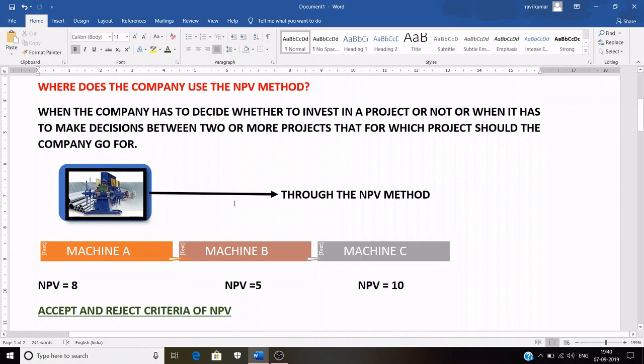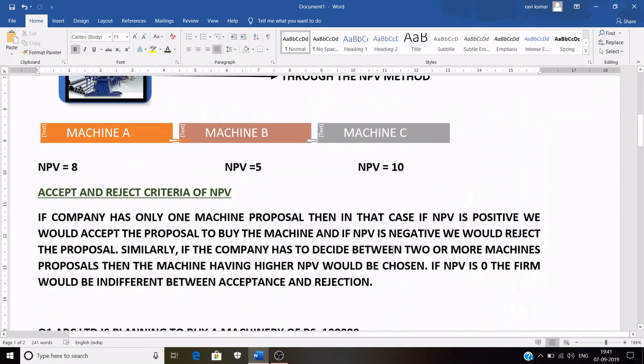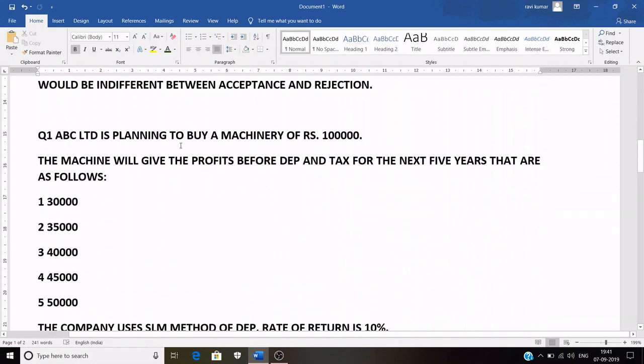It means if NPV is positive, we will buy the machine, and if NPV is negative, we won't buy the machine. Similarly, if we have more than one machine proposal, we would buy the machine whose NPV is higher. Because machine C's NPV is higher here, we would buy machine C. So let's move to a question of NPV now.